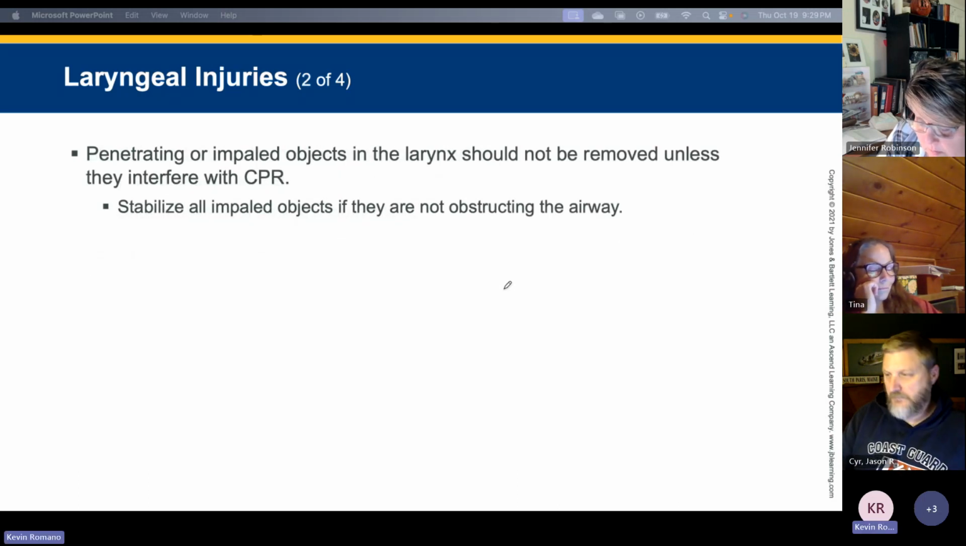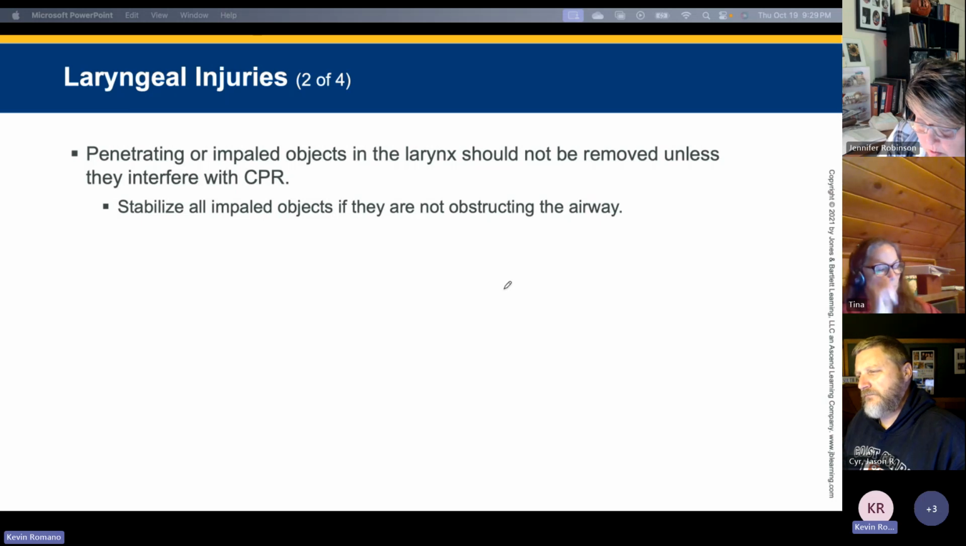Penetrating or impaled objects in the larynx should not be removed unless they interfere with cardiopulmonary resuscitation. So stabilize objects if they are obstructing the airway.